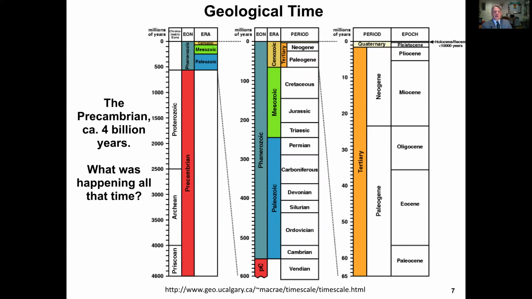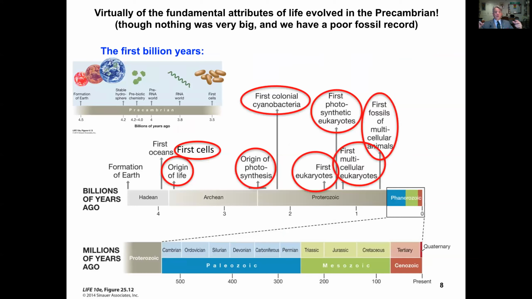Okay, let's look at geologic time. Now, this is a figure that we looked at in the short abbreviated lecture on the fossil record, where the point is that, given the 4.5 billion years of the history of Earth, a fraction of that, about 540 million or so, have complex organisms in the fossil record. So what's happening during all this time prior to the appearance of complex organisms in the fossil record? Well, a lot was going on. Virtually all the fundamental attributes of life evolved in this Precambrian period. Although nothing was very big to where it was preserved in the fossil record, and we actually have a very poor fossil record because of nothing very big, and then another mechanism that we'll talk about after this slide.